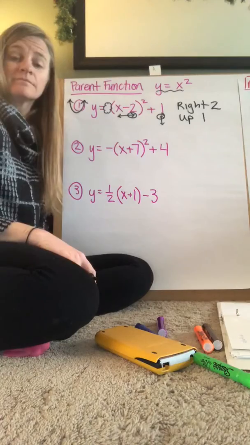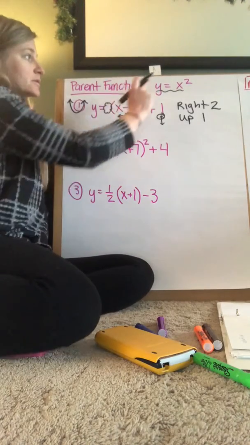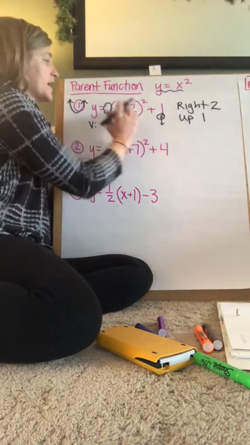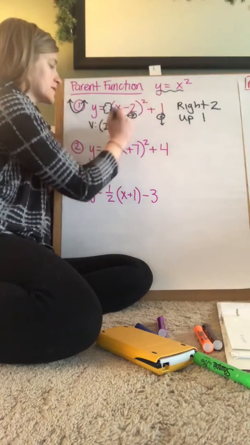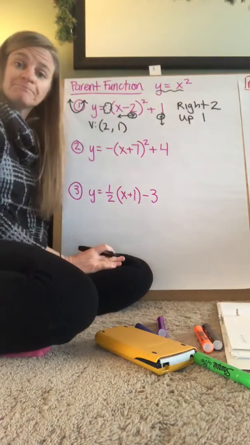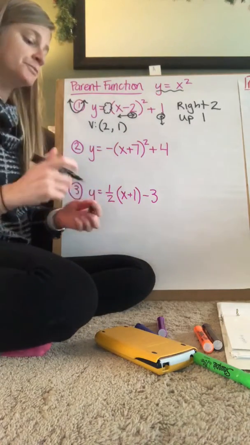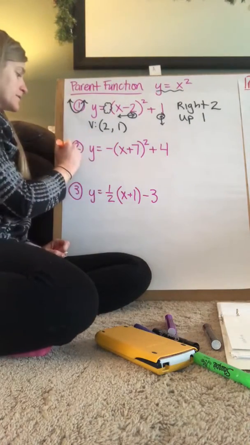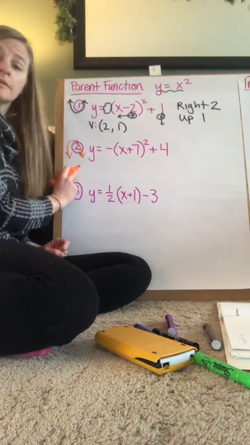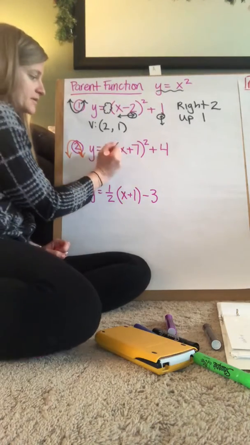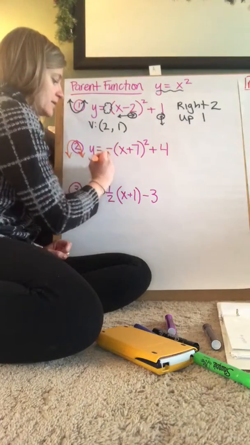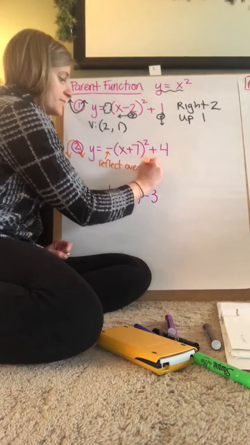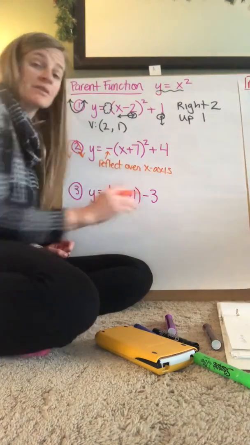That's it. Okay. Problem number 2, compared to problem number 1, we could say that the vertex, remember, vertex is at positive 2, positive 1. Okay. Problem number 2 has a negative out in front. So now I know that this is a frowning parabola, okay? Has a negative out in front, so that means it reflected over the x-axis. Okay, now it's a frowning parabola.